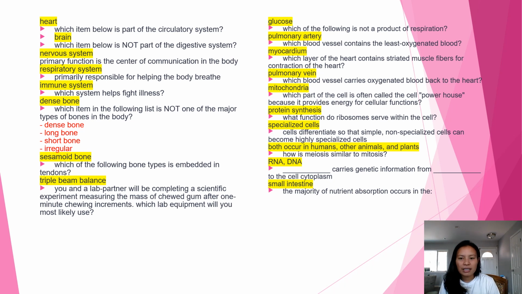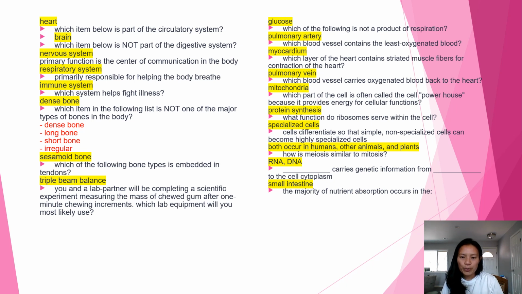Which of the following is not a product of respiration? Glucose. Glucose is not a product of respiration. Which blood vessel contains the least oxygenated blood? It's the pulmonary artery. So less oxygenated blood is in the pulmonary artery. Which layer of the heart contains striated muscle fibers for contraction of the heart? It's the myocardium. So remember that striated muscle, it's the myocardium. Okay, next question. Which blood vessel carries oxygenated blood back to the heart? It's the pulmonary vein.